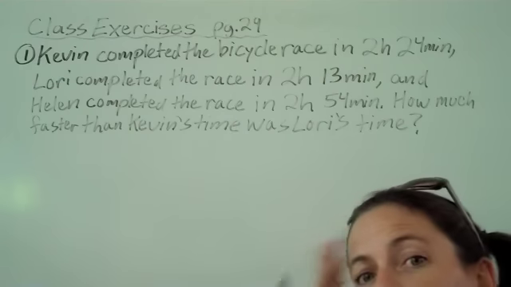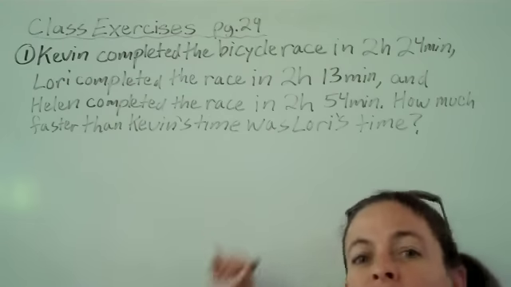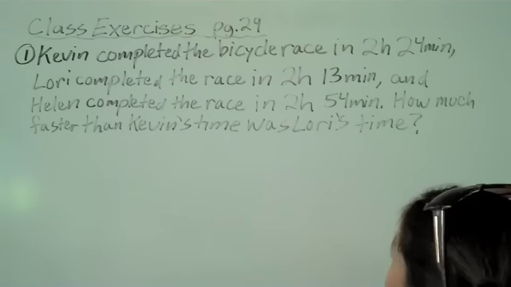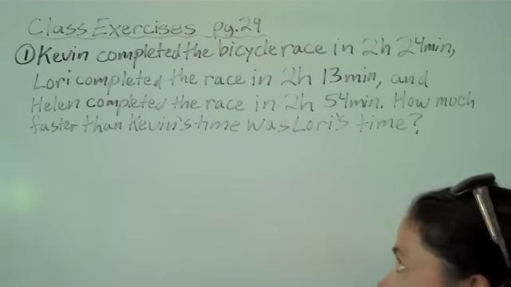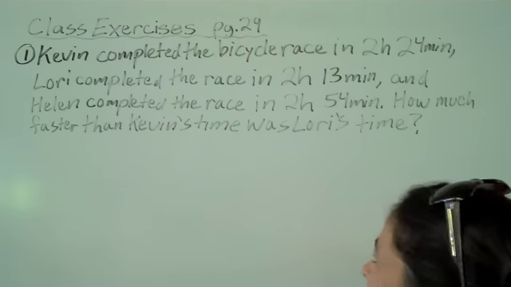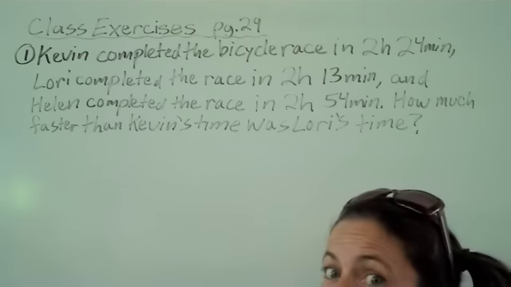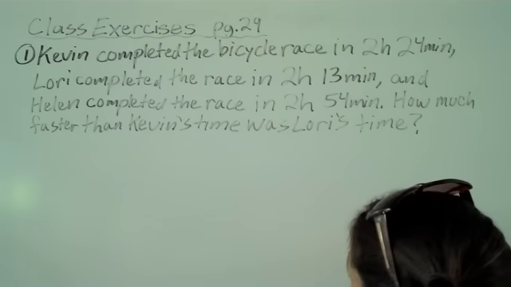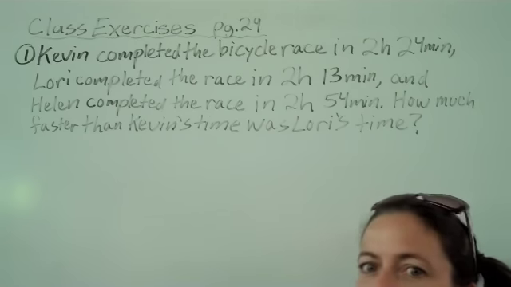You do not need to copy down the word problem. You just need to follow the steps to solve. So, number 1, Kevin completed the bicycle race in 2 hours and 24 minutes. Lori completed the race in 2 hours, 13 minutes. And Helen completed the race in 2 hours, 54 minutes. How much faster than Kevin's time was Lori's time?